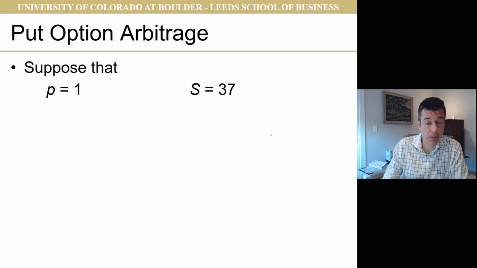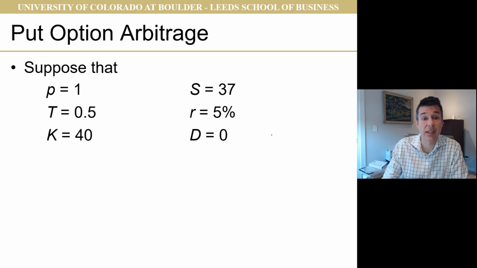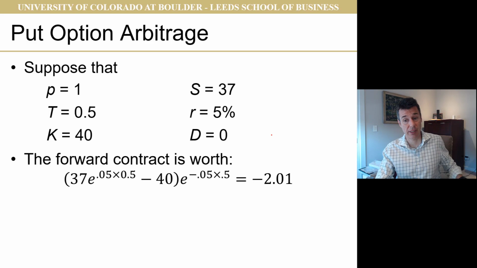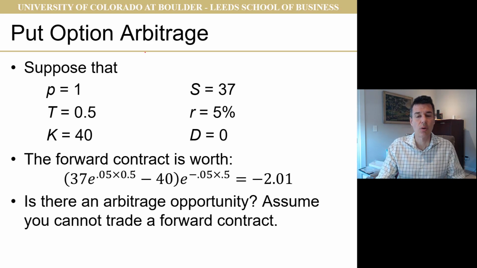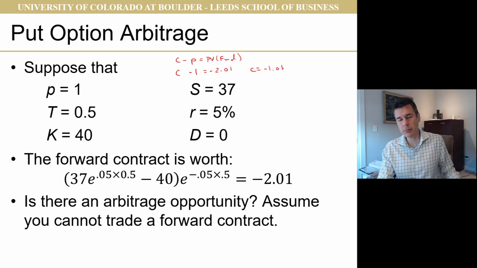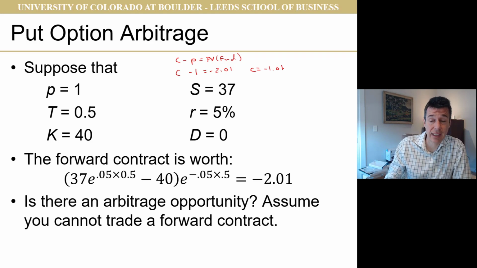Put option. Let's say we've got a put trading at $1, the stock's 37, maturity's half a year, risk-free interest rate is 5%, the strike is 40. The forward contract here is worth negative $2.01. So again, we're going to write down put-call parity. Call minus put equals the present value of a forward. Call minus 1 equals negative 2.01. Okay, if we rewrite this, we get call equals negative 1.01. There's an arbitrage. There's a synthetic call that we can trade with negative present value.